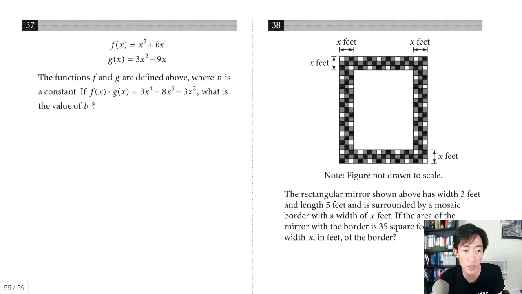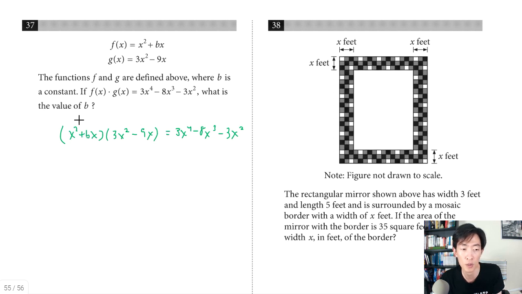Question 37, the functions f and g are defined above, where b is a constant. If f of x times g of x equals blah, blah, blah, what is the value of b? So keep in mind that we're multiplying these functions together. That's going to look like x squared plus bx times 3x squared minus 9x, and all that equals 3x to the fourth minus 8x cubed minus 3x squared. So this looks like a lot of work, but you actually don't have to do it.